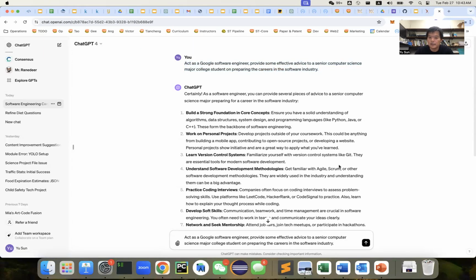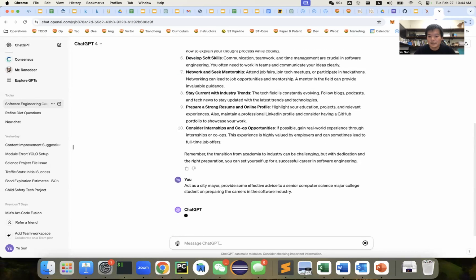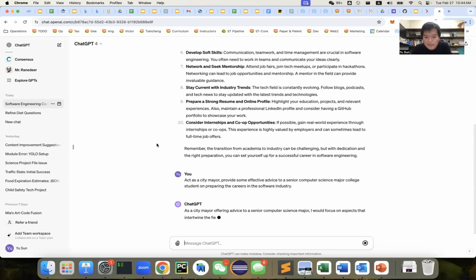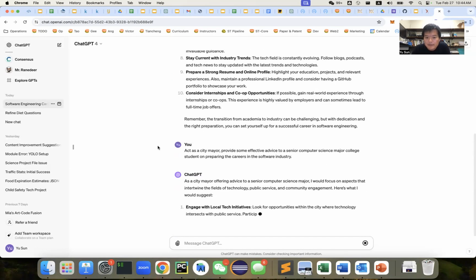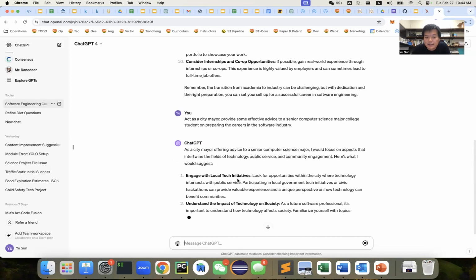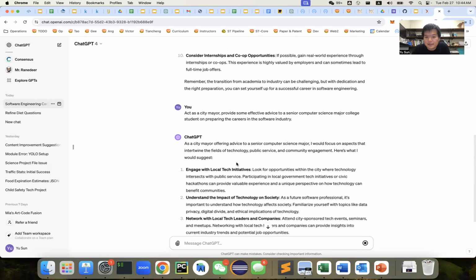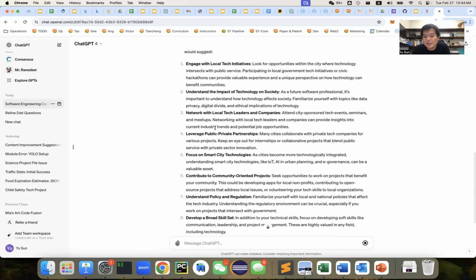So act as, I don't know, a good example, maybe from a different perspective, like a city mayor, like a politician. Let's see if they can tell you to do LeetCode, right? All right, so see, they look at the intern ones: technology, public service, community engagement. These are the keywords from his or her perspective. So now you see the tips are different.